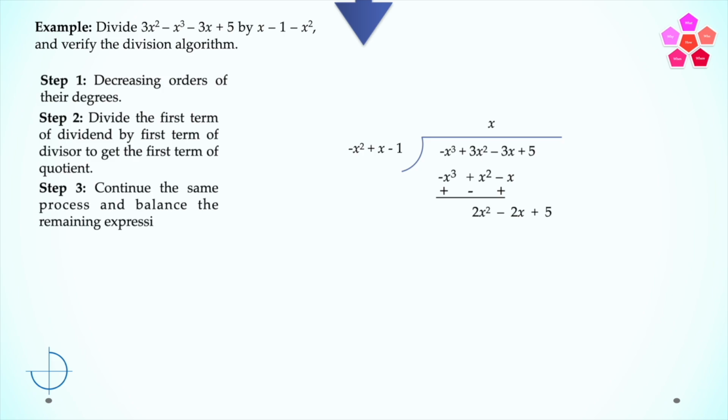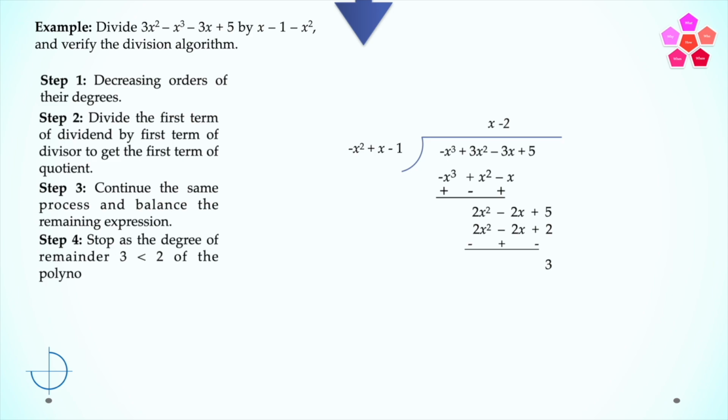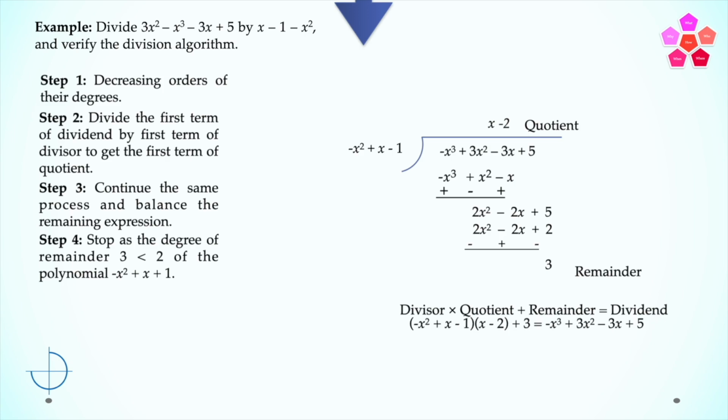As you can see, we are again trying to balance the expression and we finally get 3 as a remainder. Stop, as the degree of the remainder 3 is less than that of the polynomial minus x squared plus x minus 1. So here we see that the remainder is 3. The quotient is equal to x minus 2. So divisor into quotient plus remainder is equal to dividend.